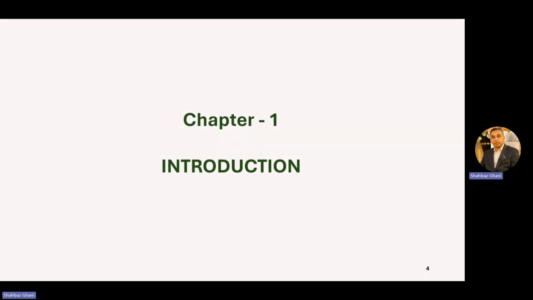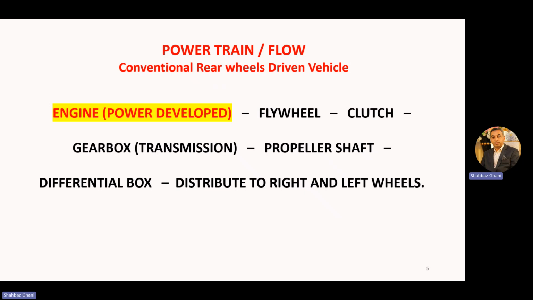Now, chapter 1, Introduction. First, to give you the overall broader perspective, what is the internal combustion engine and how it functions, why it is there in the vehicle. So you need to understand this power flow or powertrain of a conventional rear wheel driven vehicle. Your engine is the source of power. Then this power has to be transmitted to the wheels. How is it transmitted to the wheels? By the help of the flywheel and clutch.